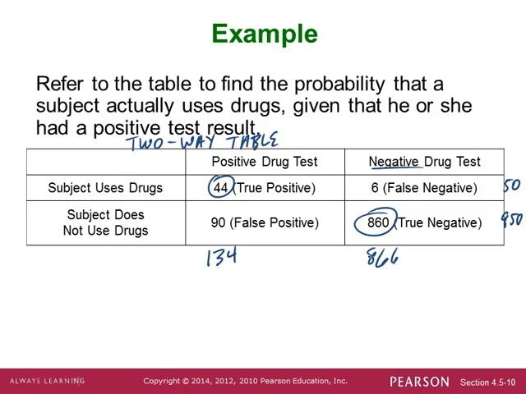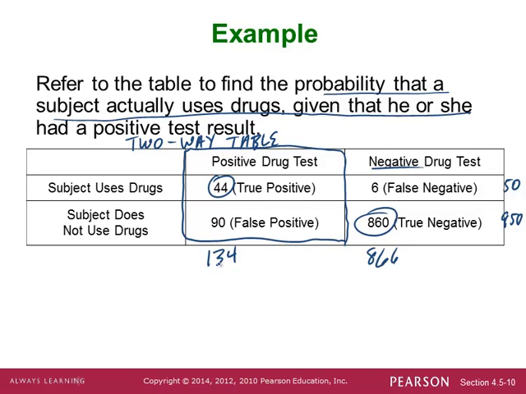All right, so let's answer a question. Find the probability that a subject actually uses drugs. So take a look at this row right here. Given that he or she had a positive test result. Now, when we condition on the fact that the test came back positive, what that really does in reality is it focuses our sample space to just the set of all individuals who tested positive.